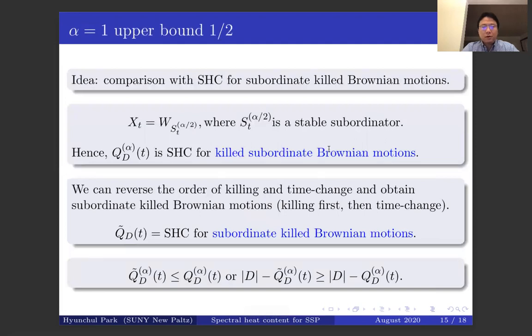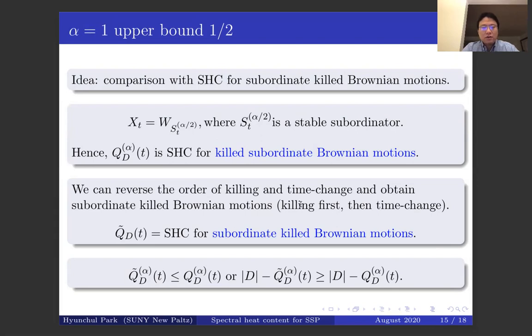So let's talk about the upper bound. For the upper bound, we are going to compare the spectral heat content for stable processes with the spectral heat content for subordinate killed Brownian motions. A stable process can be realized as a subordinate Brownian motion, or time-changed Brownian motion, where the time change is a stable subordinator. So this spectral heat content is for a killed subordinate Brownian motion, a time-changed Brownian motion, and killing later. And we can reverse the order of killing and the time change.